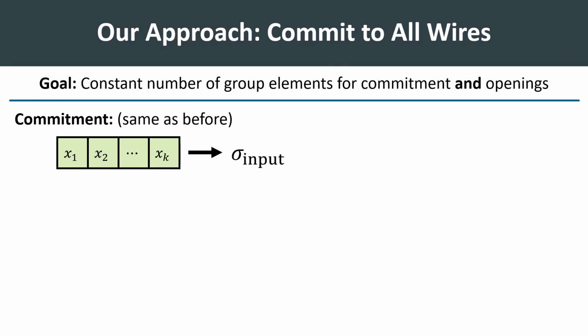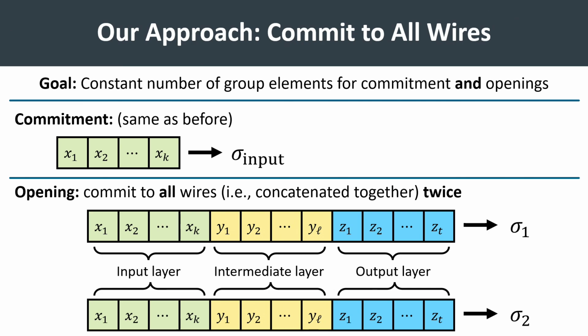So the commitment in our scheme will be exactly the same as before, just commit to the inputs. And the opening is where things get interesting. Instead of committing to each layer of the circuit and then giving openings between every pair of adjacent layers, what we're going to do is concatenate all of the wire values together into one gigantic vector. So here the gigantic vector has the input values, has the intermediate values, and has the output values all stitched together. And I'm going to commit to this monolithic vector all at once. Okay, so instead of committing to each layer, I will now commit to the entire trace of the execution.